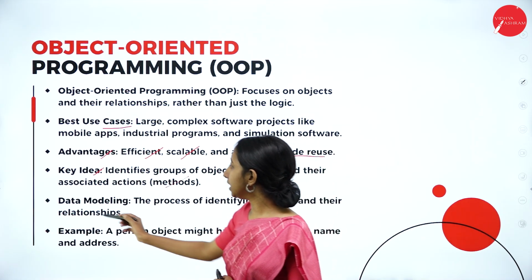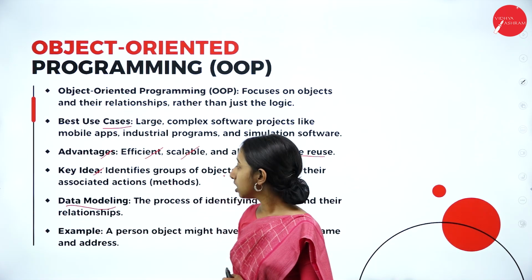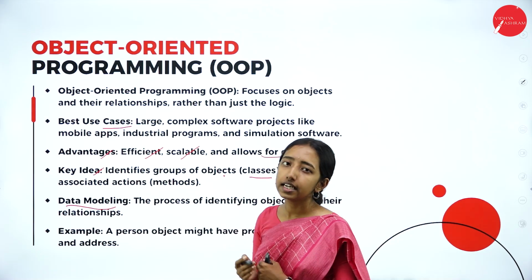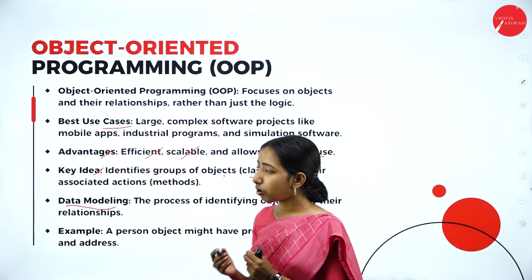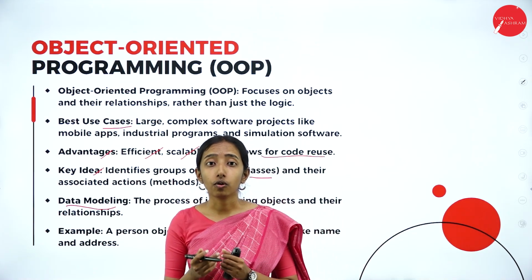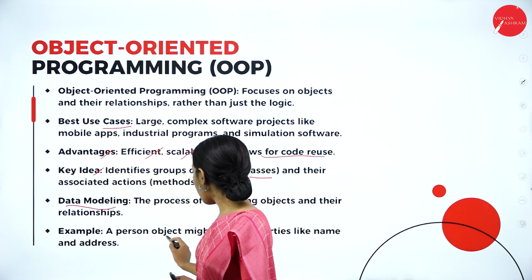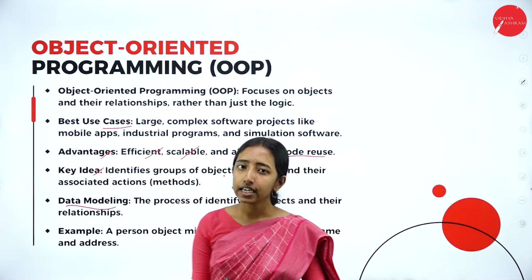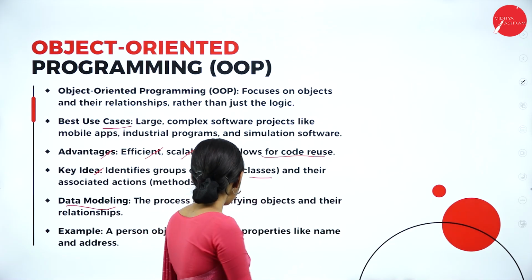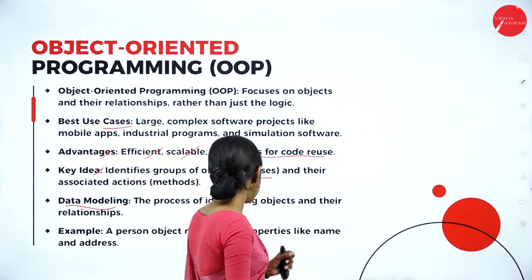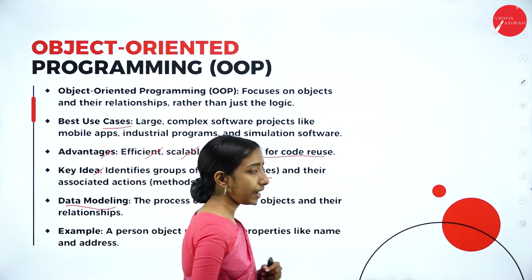After that, we are having the data modeling. In data modeling, the process is identifying objects and their relationships. So in data modeling, we have to identify what is an object and what is its relationship. For example, a person object might have properties like name and address. The best example here: we have taken a person as an object having properties like name and address.